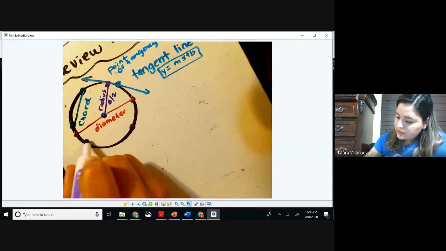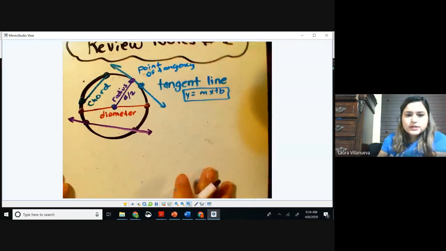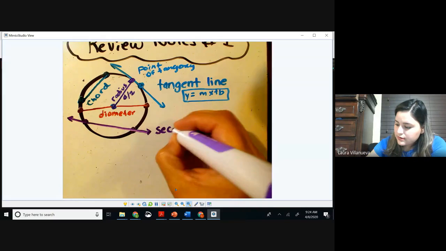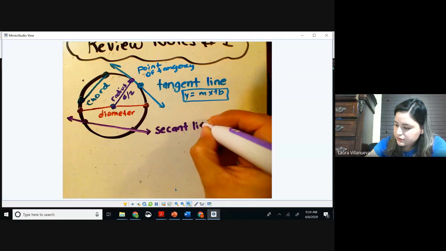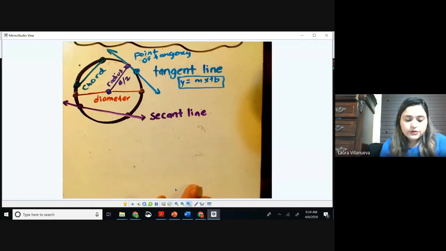if it passes through here, this is also a line, but this is not a tangent line because it goes through your circle. This is called a secant line, and you're going to see that in calculus as well. So that's what we've been going over for our circles.